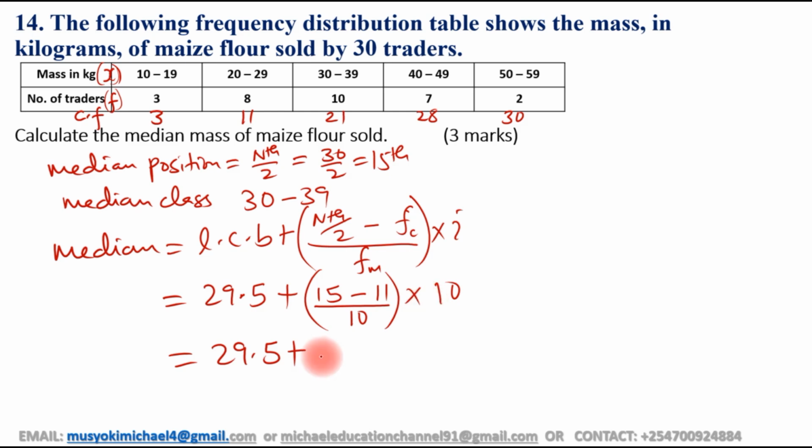So if we work it out, 29.5 plus 15 minus 11, that is 4 over 10, times 10, we get 4. So we end up getting 34.5 kilograms. So that is the median value.